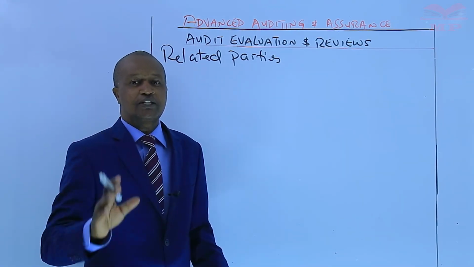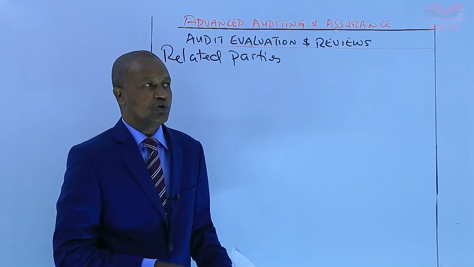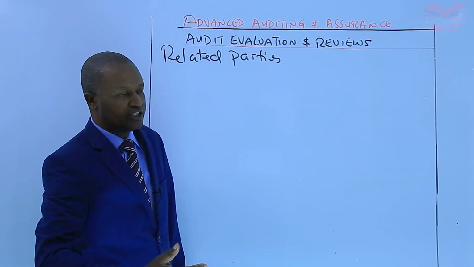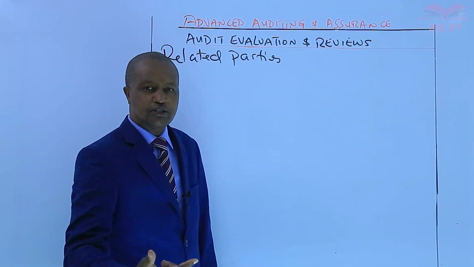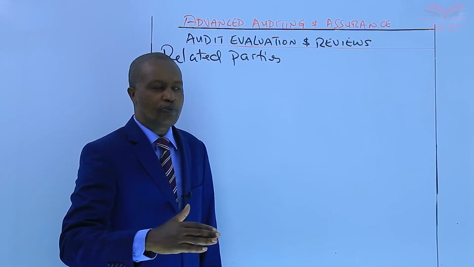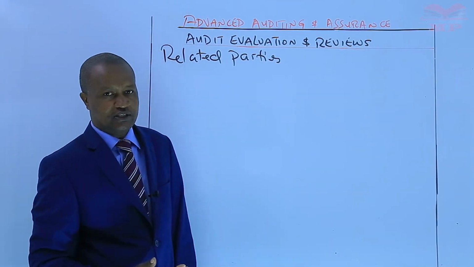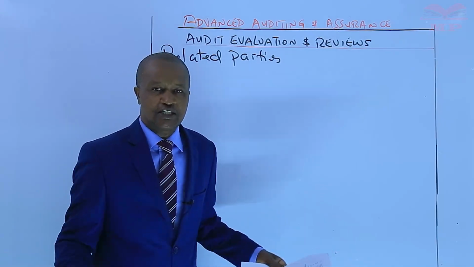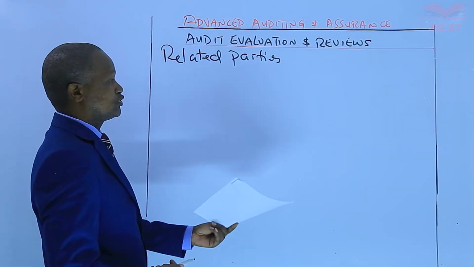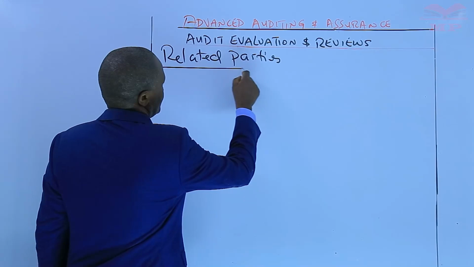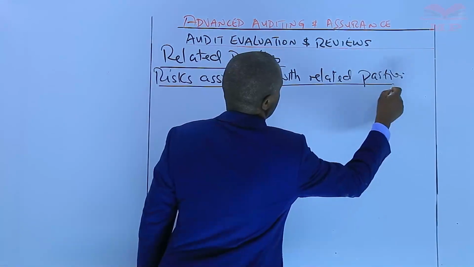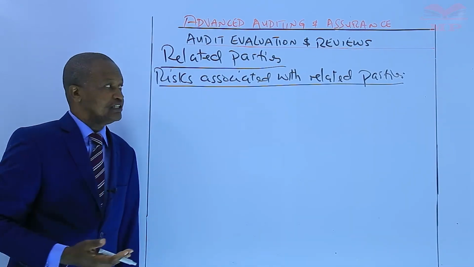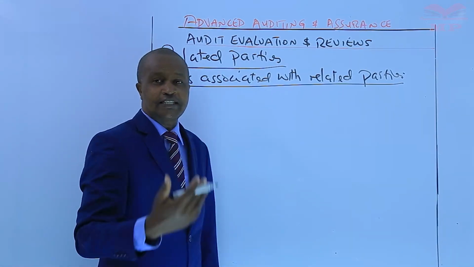And candidates, related parties include individuals or entities that are connected to a company through ownership, through control, and other forms of influence. And there are some common risks that are associated with related parties. That's what we are going to study first. What are some of the common risks that are associated with related parties?